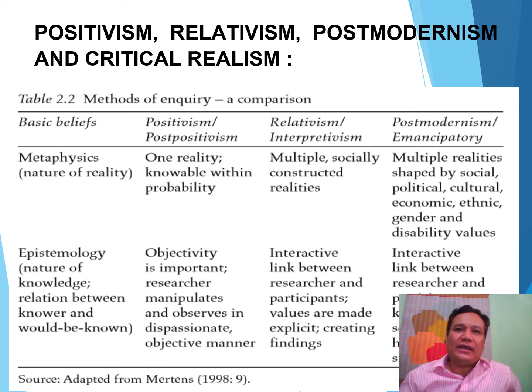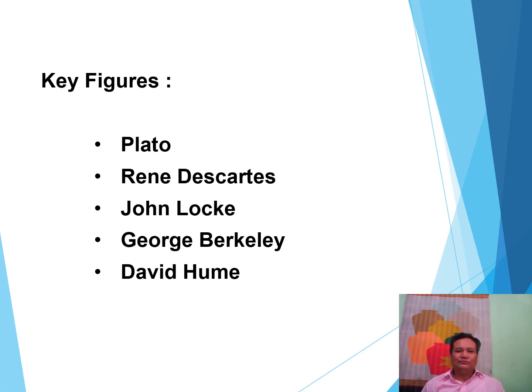Okay, so what we have here, actually, this table, method of inquiry, summarizes a short guide to some key features that have influenced thinking about research. Okay, so again, we have metaphysics, epistemology, and how they interact with positivism, relativism, and postmodernism. Okay? Now, these will be the key figures of our research.